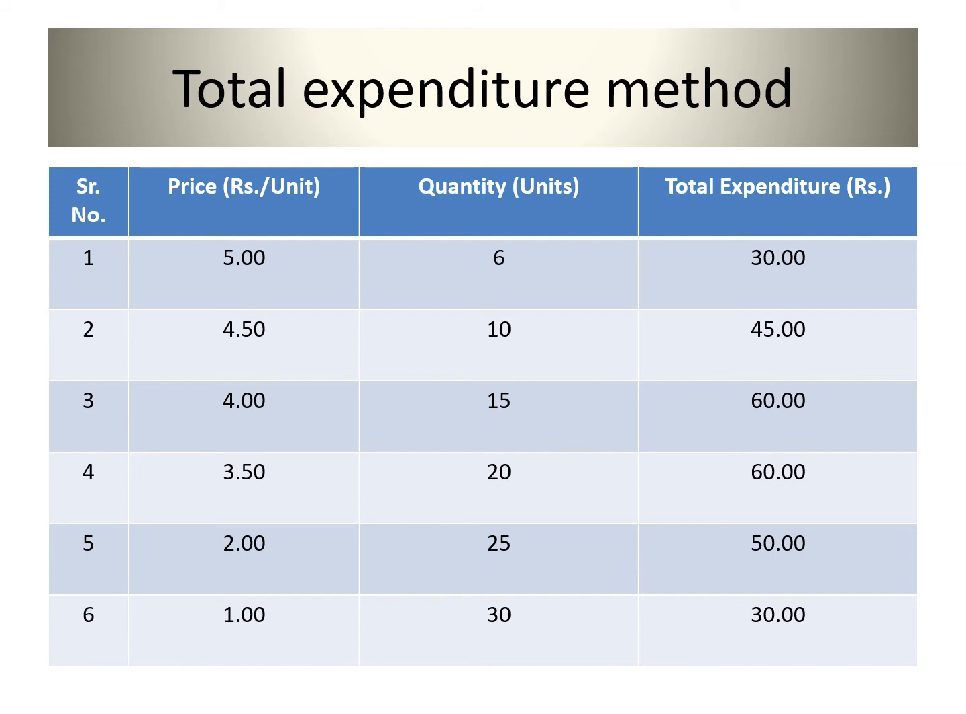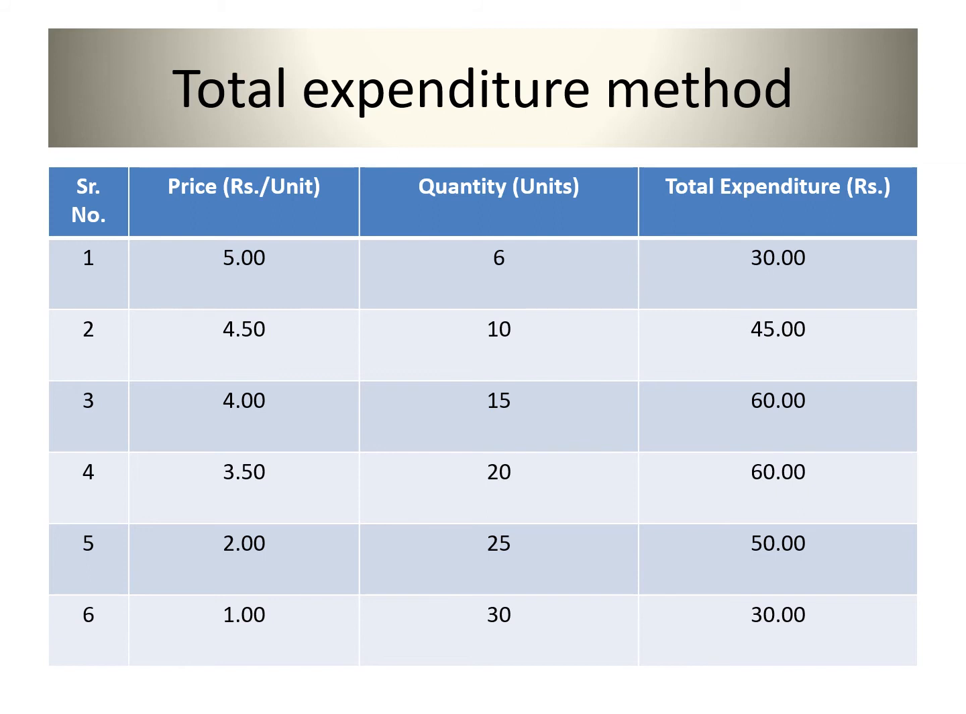When the price is 4.50, the individual is purchasing 10 units of that commodity and spending 45 rupees in total on the particular commodity. Then in the next row, 4 rupees is the price. When the price is 4, the quantity purchased by that individual is 15 units. Then 60 rupees is the total expenditure on that commodity. In serial number 4, the price becomes 3.50 rupees and the quantity purchased is 20 units. Then the total expenditure becomes 60.